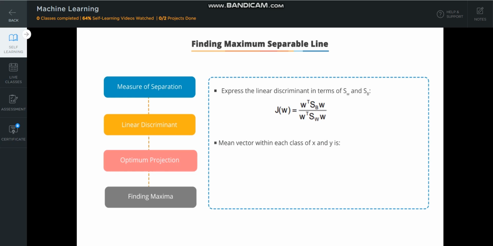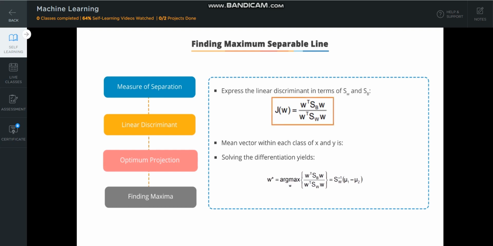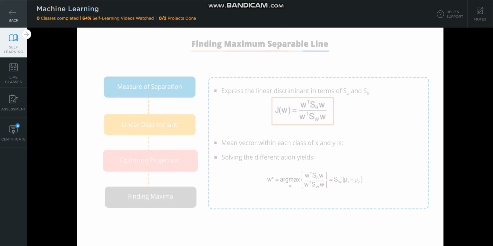Find the maxima of J(w) by differentiating and equating to 0. Solving the above differentiation yields the optimal direction for projection. Hence, J(w) is a measure of the difference between class means normalized by a measure of the within-class scatter matrix.